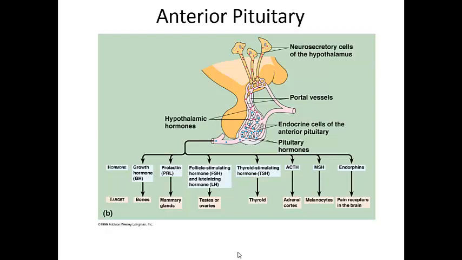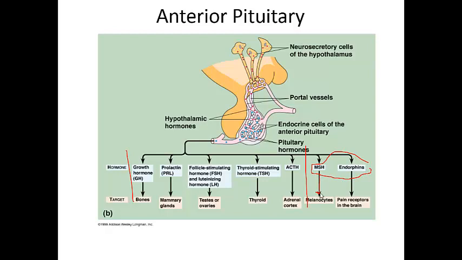The anterior pituitary gland releases a whole mess of hormones. Many of these hormones, from here to here, these are all tropic hormones. They all leave the anterior pituitary and go to other glands in the body. This is why your pituitary gland is called your master gland. The only two hormones that are not tropic are going to be MSH and endorphins.